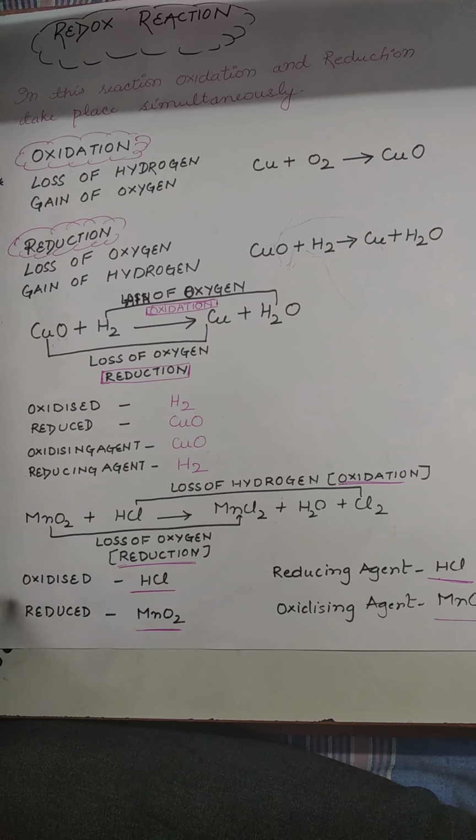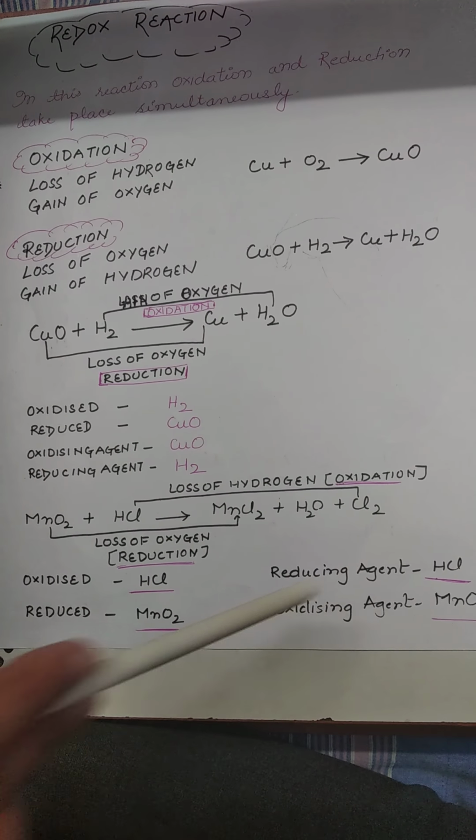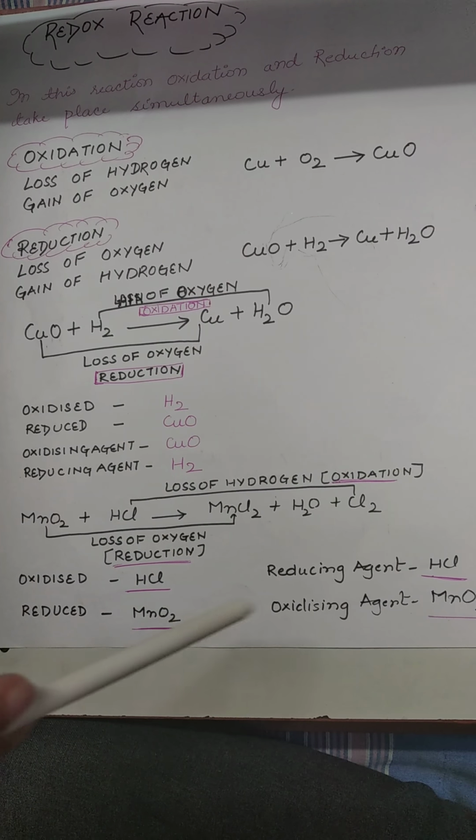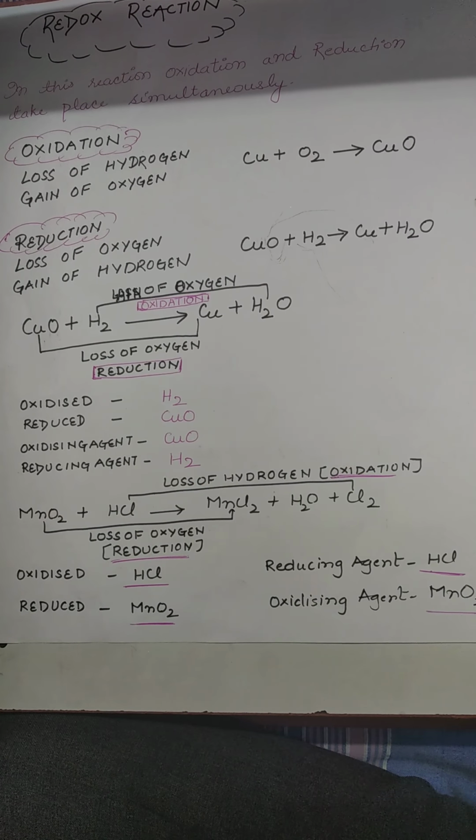I have told you oxidizing and reducing agents are reverse. So oxidized is HCl, so it will be the reducing agent. Reduced is MnO2, so it will be the oxidizing agent.